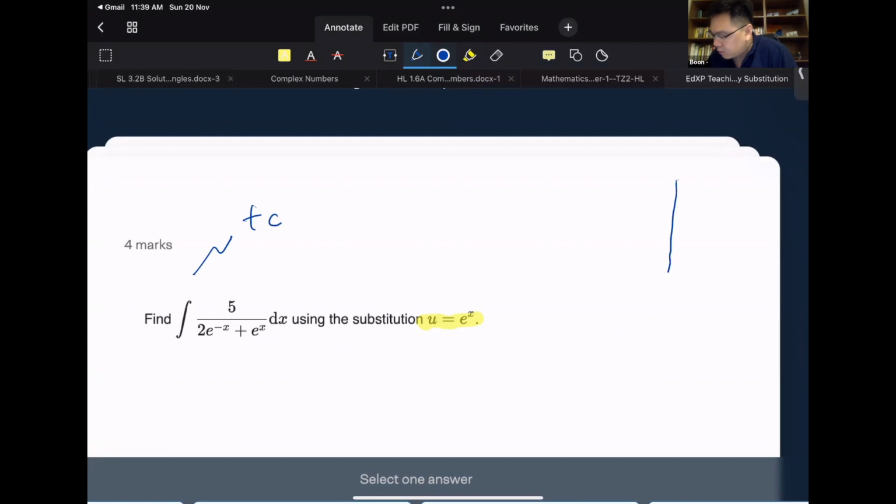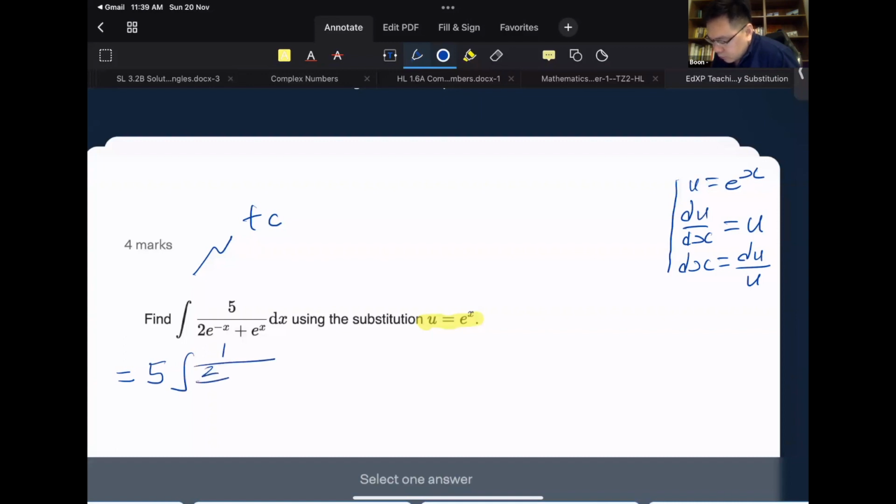Right hand working, substitution is u equals e to the x. So we follow this procedure. Differentiating, we get e to the x, which is also u. Okay, and I like to make dx the subject. So there's du over u. Okay, no limits to change, so let's leave it as it is. Let's go straight in. 5, maybe I can take it out, it's just a constant. 1 over 2 over u. E to the minus x is the reciprocal, 1 over u, plus u, and dx is du over u.